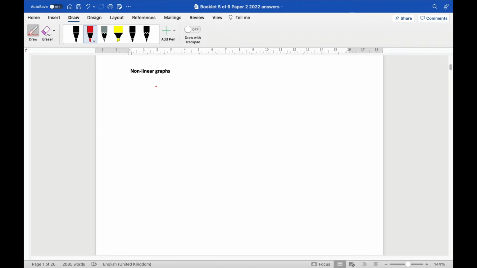Nonlinear graphs. Right, first of all, let's talk about linear graphs. Linear means straight line. Linear graphs are y equals mx. This pen is just getting worse. I've made 3 booklets today, and every booklet is getting worse. Just go with it. I'll keep writing and just listen to what I say, okay?